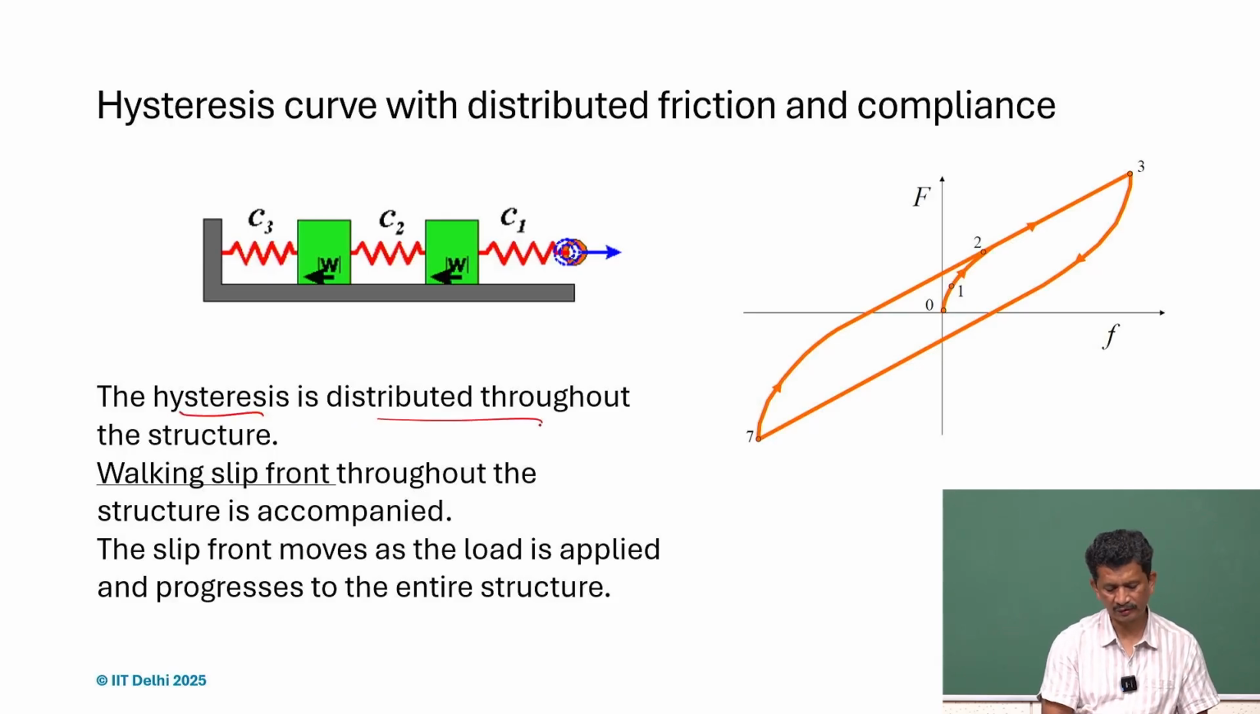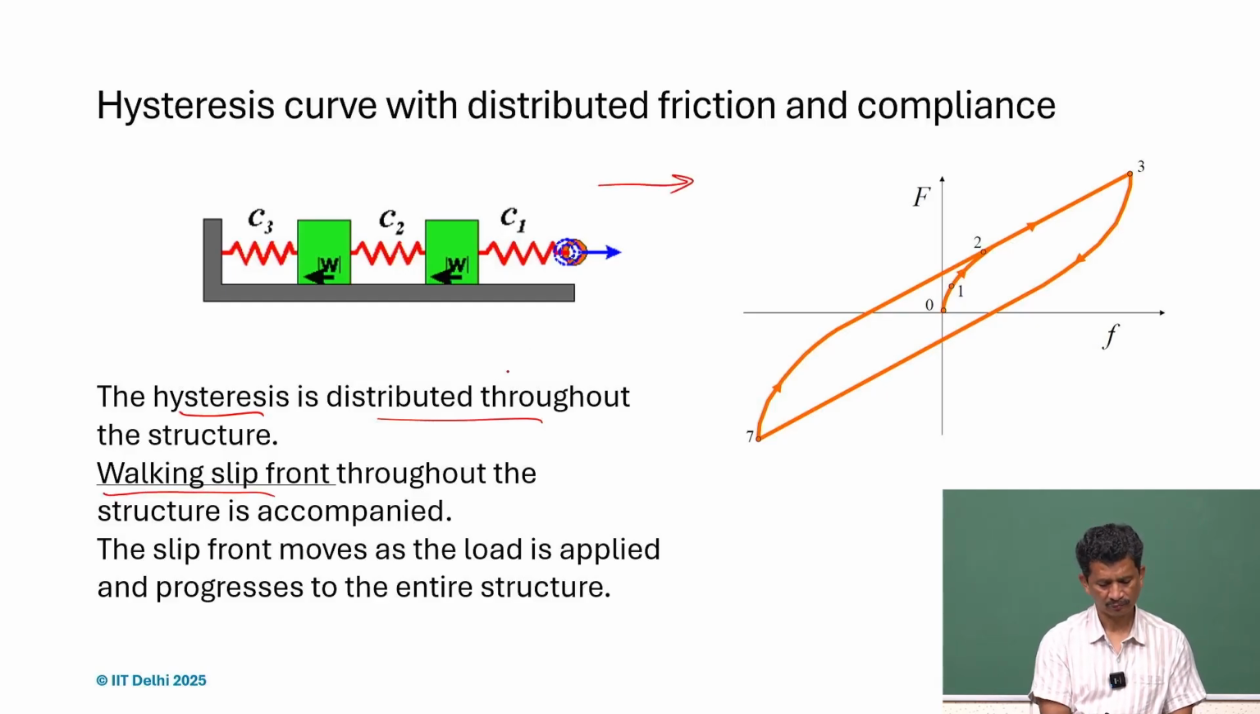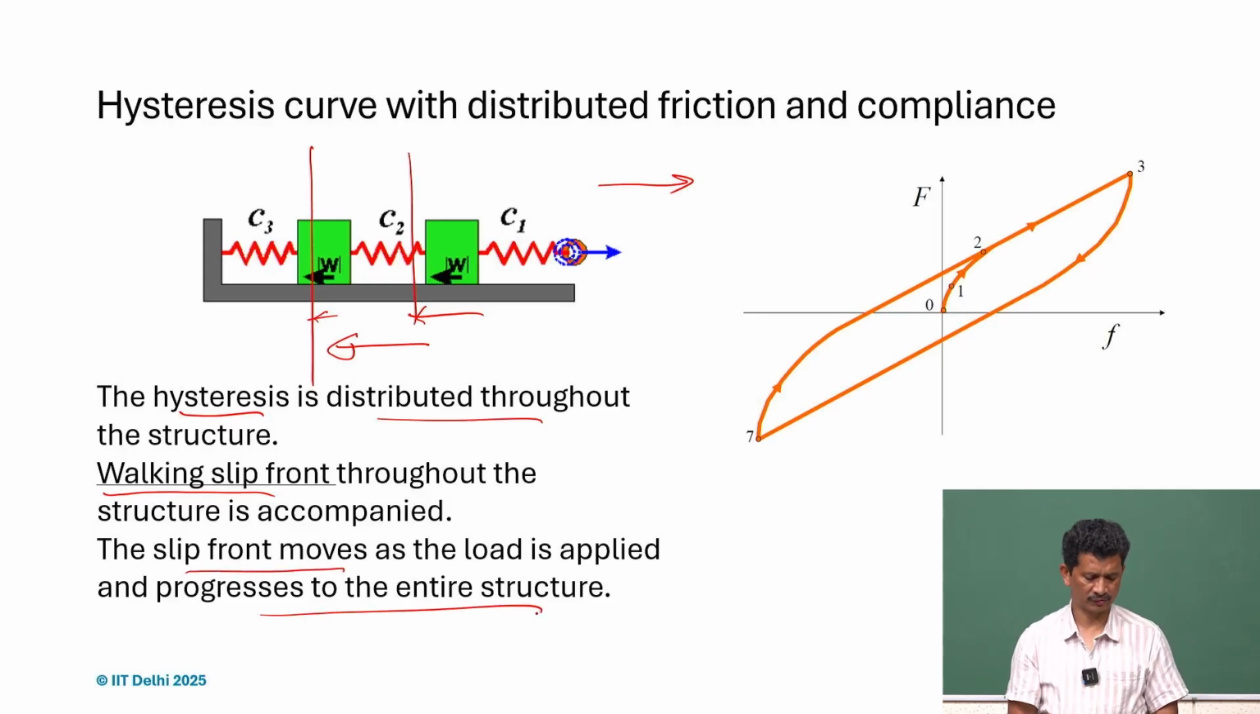What we find is that it is distributed throughout the structure, even if it's a lump now. There is a concept of a walking slip front. As we move towards the right, the slip front will start moving slowly towards the left. So the slip front moves as the load is applied and progresses through the entire structure. This is how it will move.